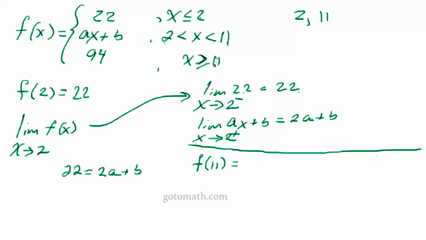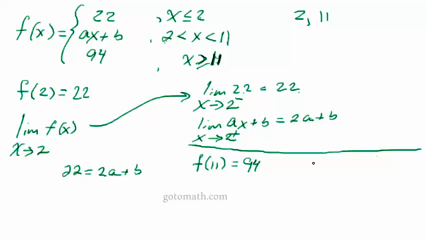Well, what happened here? This is 11 right here. It's like it's morphed into an M or something. This says x is greater than or equal to 11, okay? So that's actually equal to 94.